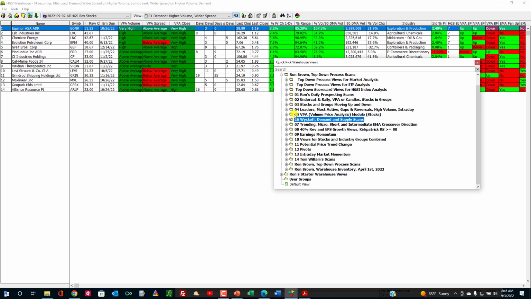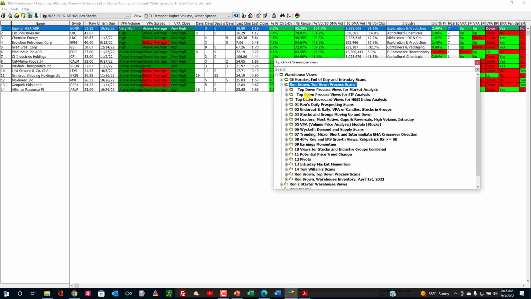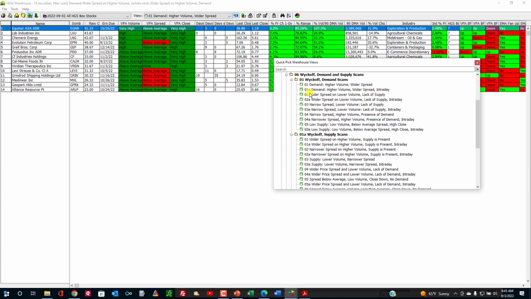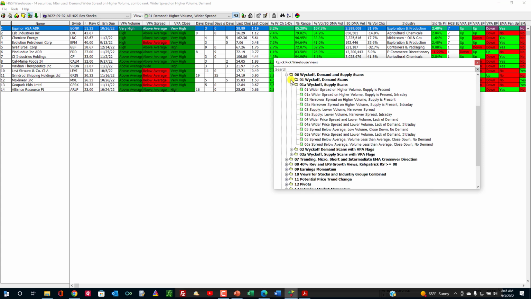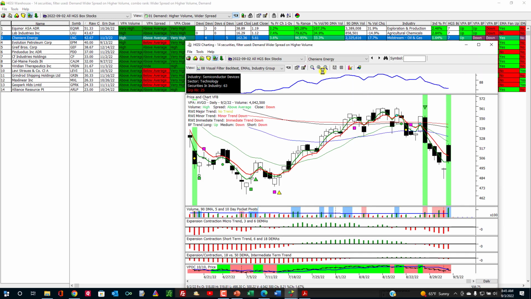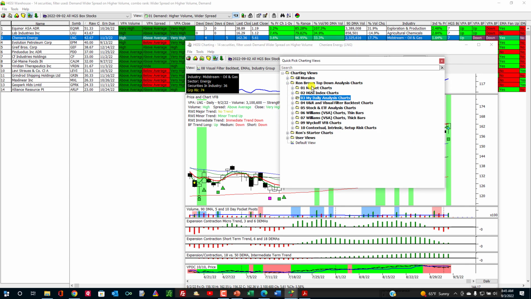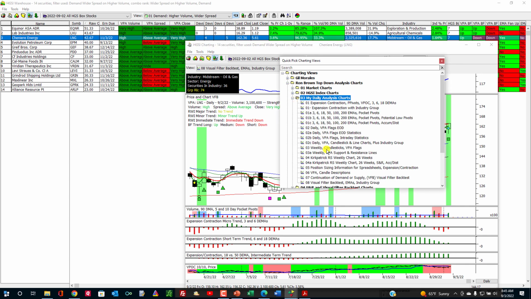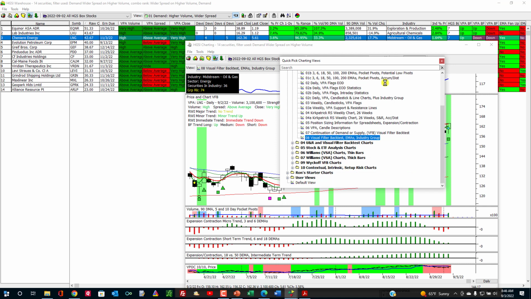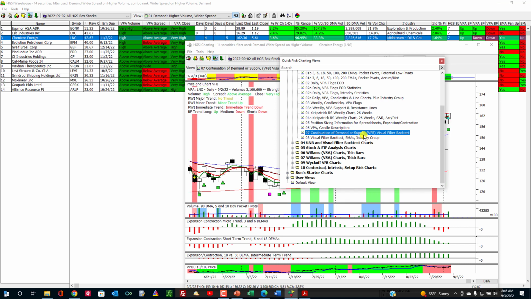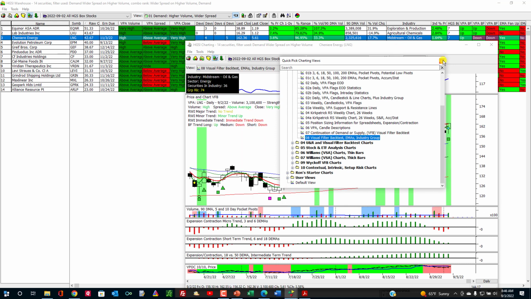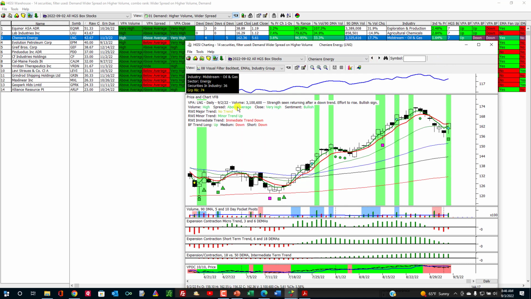Once again, in review, you're going to find these Wyckoff scans under my top-down process scans, and you're going to go down to folder number 6. Here's all of the demand scans, and here are all of the supply scans. The chart you will locate under my daily analysis charts, and it's clear down here at the bottom, number 8. And here's another one. Well, no, that's the wrong one. Use number 8. The other one is for something else.